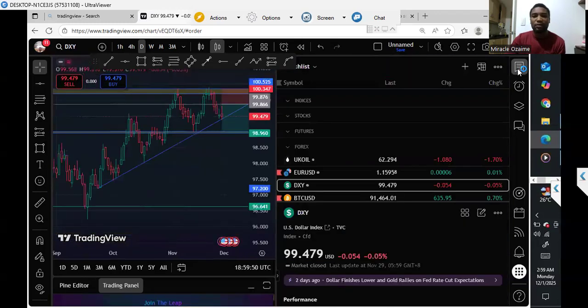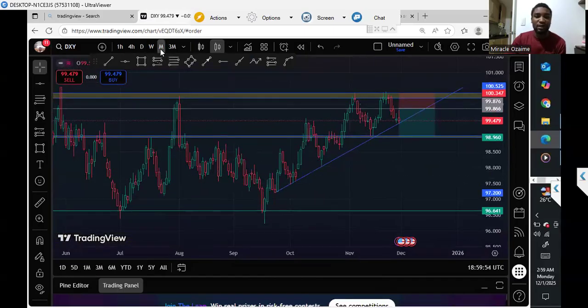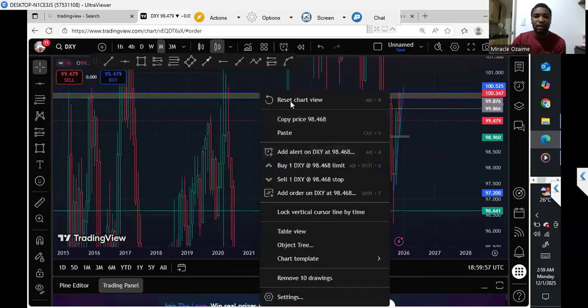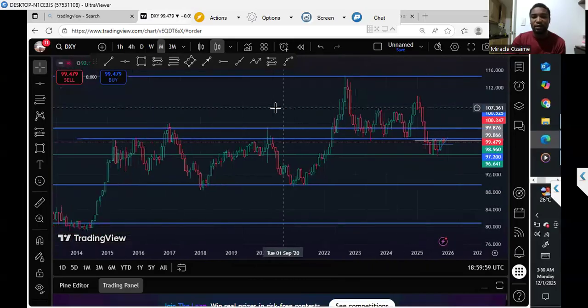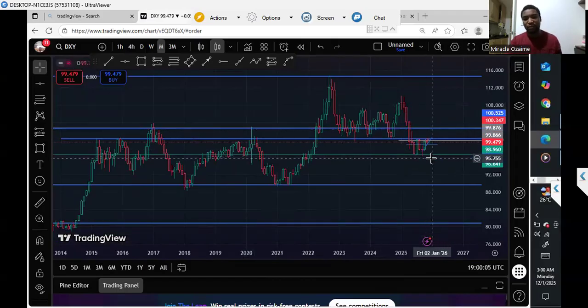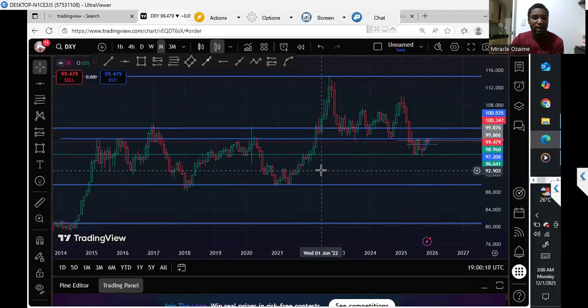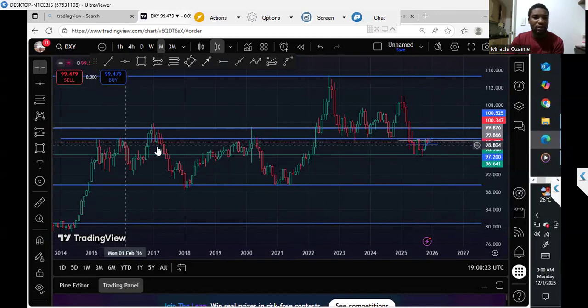I normally use the DXY to ascertain what Euro USD might likely do. From the monthly time frame for the DXY, what I can see is a double bottom, just like in Euro USD. This double bottom is looking like it's pushing to the upside. But I can also see a major level around this area, because it tested here once, twice, third time, fourth time, fifth time.